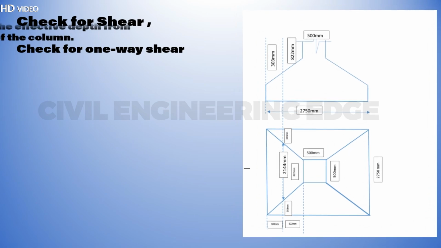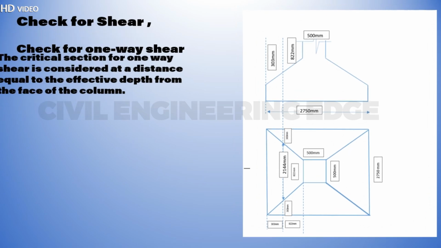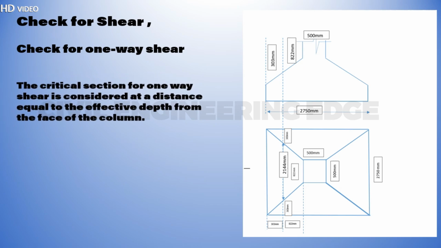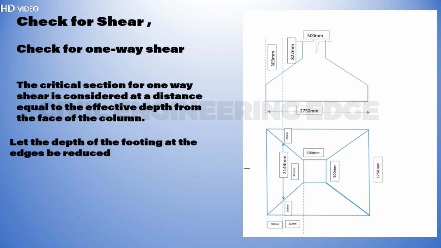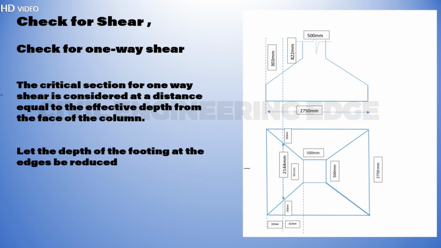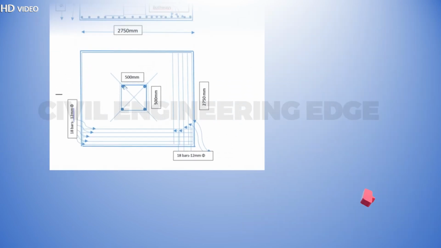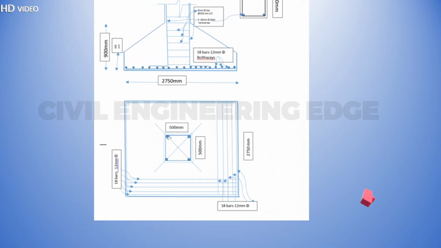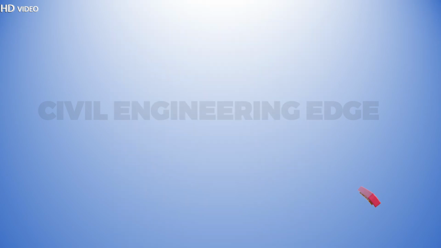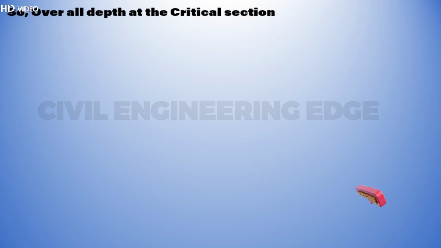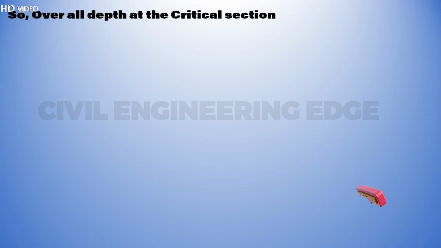Also, check for shear. Check for one-way shear. The critical section for one-way shear is considered at a distance equal to the effective depth from the face of the column. Let the depth of the footing at the edges be reduced to 300 millimeter. Overall depth at the critical section, D = 900 − (900 − 300)/1125 × 822 = 461.60 millimeter. Effective depth at the critical section, d = 461.6 − 78 = 383.6 millimeter.